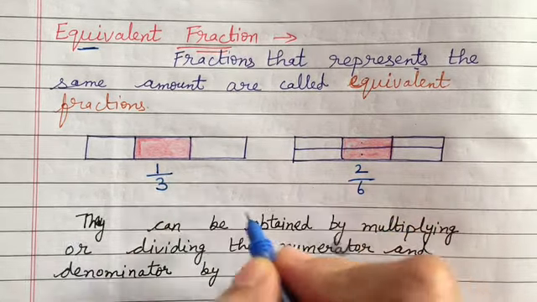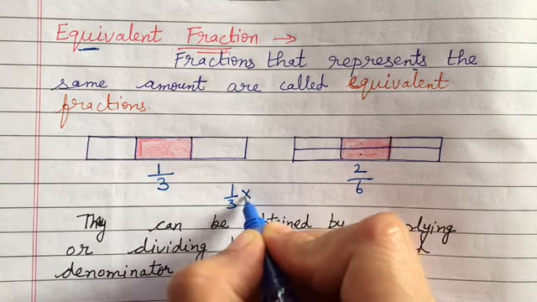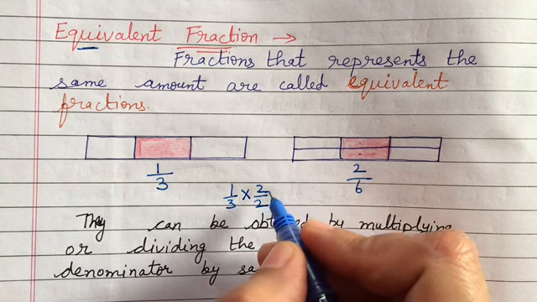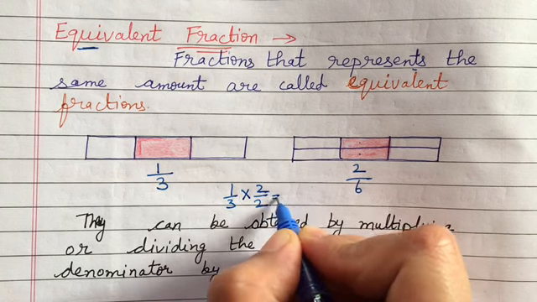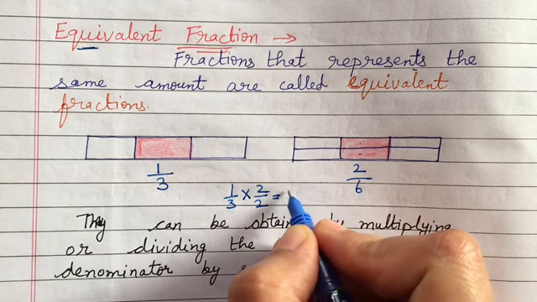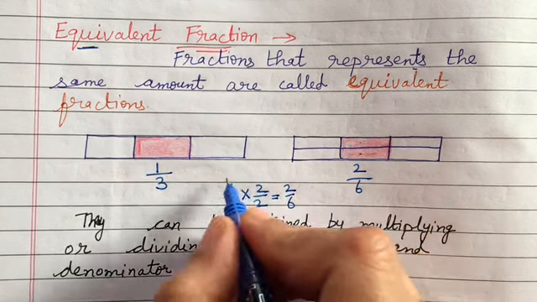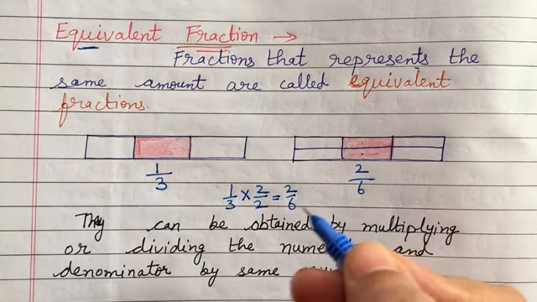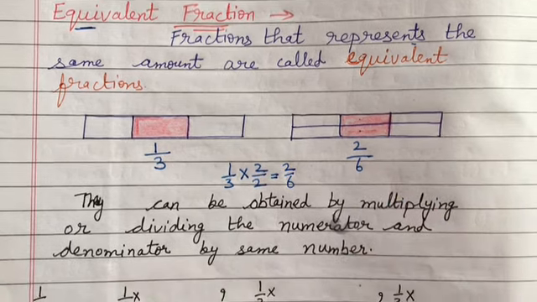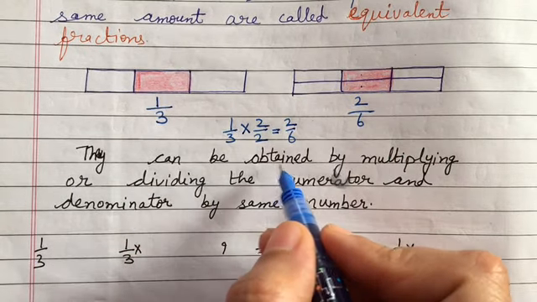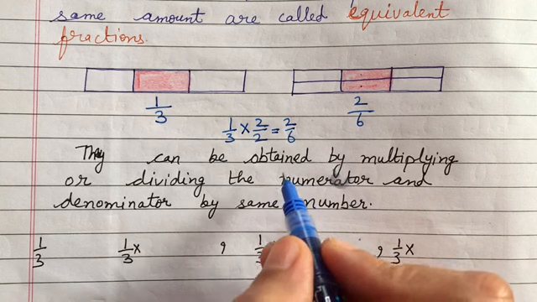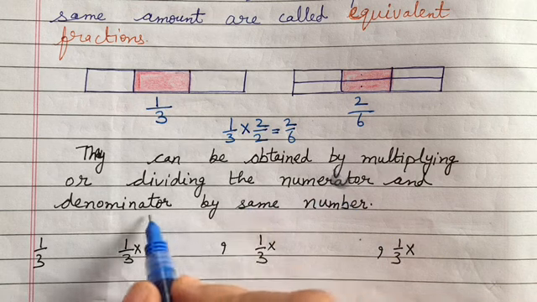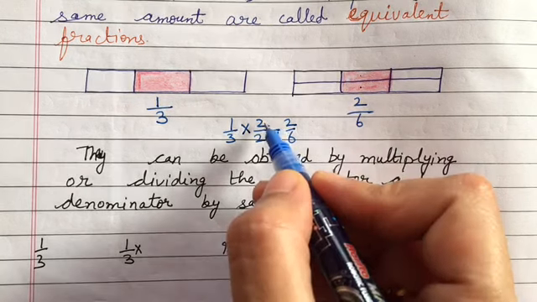So if I multiply 1 by 3 by 2 by 2, I am multiplying and dividing it with the same number, so that the fraction will remain the same. So it will be 2 upon 6. That means 1 by 3 and 2 by 6 are equivalent. Basically both are representing the same fraction. Equivalent fractions can be obtained by multiplying or dividing the numerator and denominator by the same number, like we have done just now.